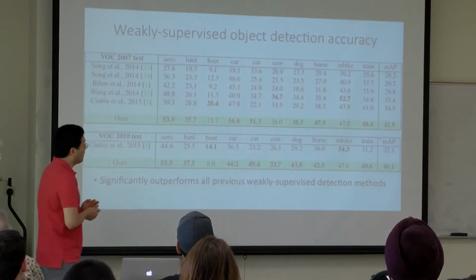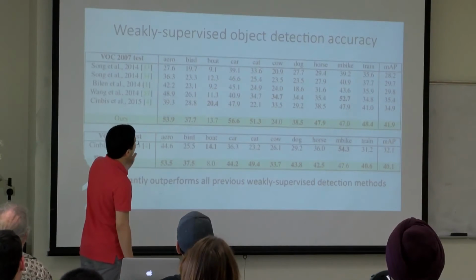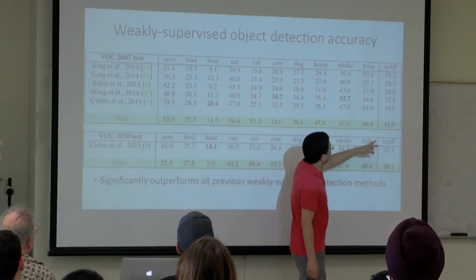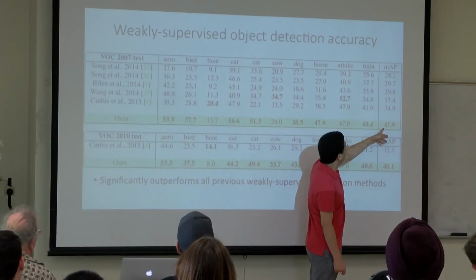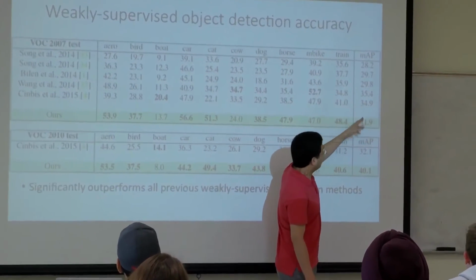Okay, and so here are some quantitative results. Basically, you don't really need to parse these tables, but if you just look at the last column, this is showing the mean detection accuracy over 10 object categories. And higher numbers are better.